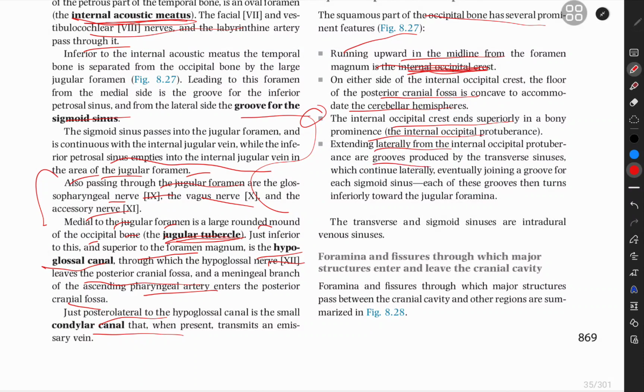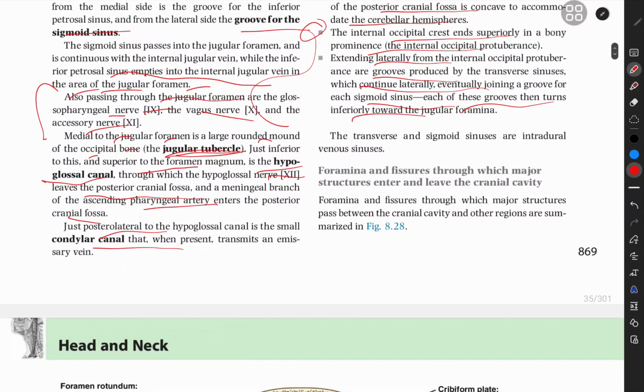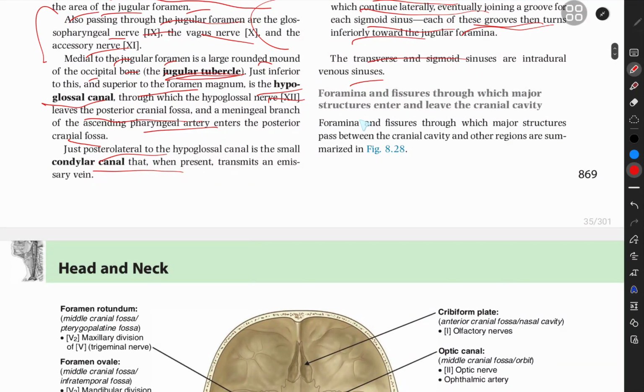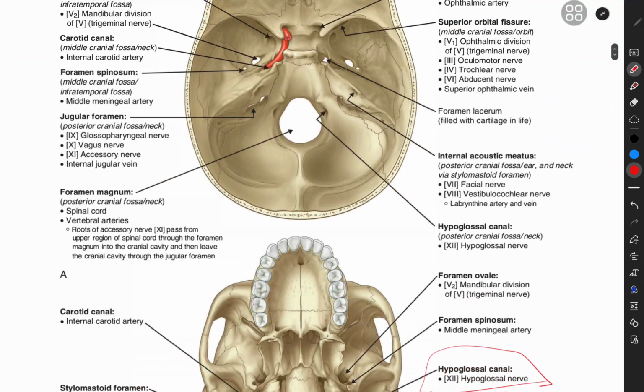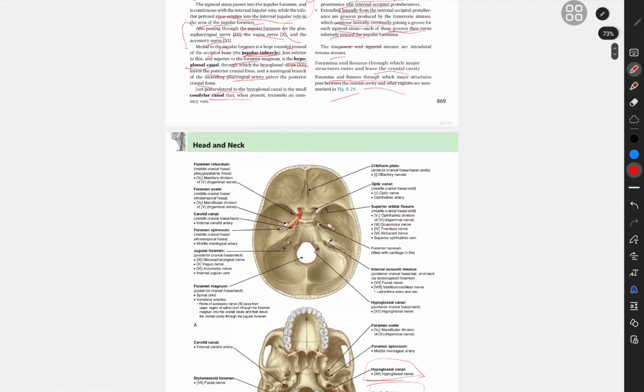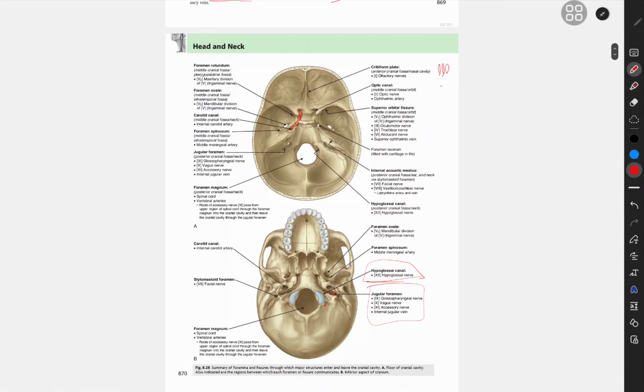Extending laterally from the internal occipital protuberance, grooves produced by the transverse sinus continue laterally, eventually joining a groove for each sigmoid sinus. One of these grooves then turns inferior towards the jugular foramen. Each of these grooves, the transverse and sigmoid sinuses, are intradural venous sinuses. Foramina and fissures through which major structures enter and leave the cranial cavity are summarized in figure 3.28. Extremely important.